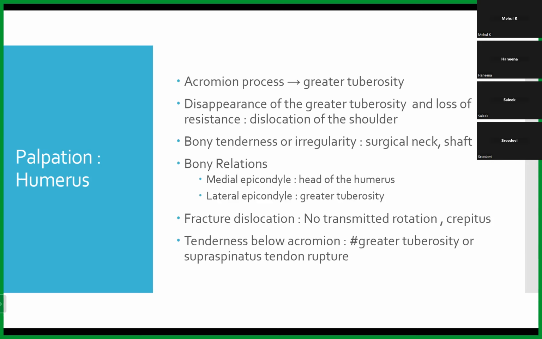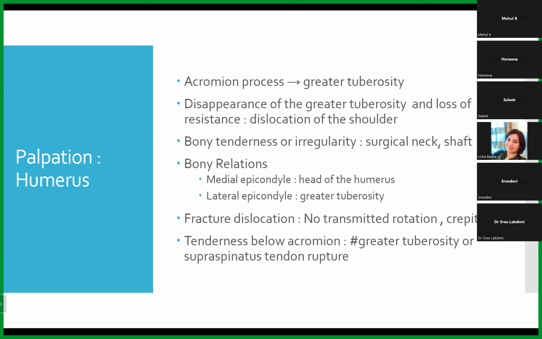So how to go about it? Similarly, in the same position, we stand behind the patient. We start from the acromion process. Once we palpate the acromion process, then we go laterally, and we try to palpate the greater tuberosity. Usually there will be a bump or a resistance between the acromion process and the greater tuberosity. If we are not able to appreciate that greater tuberosity, or there is no resistance and it is smooth, then it is suggestive of dislocation of the shoulder.